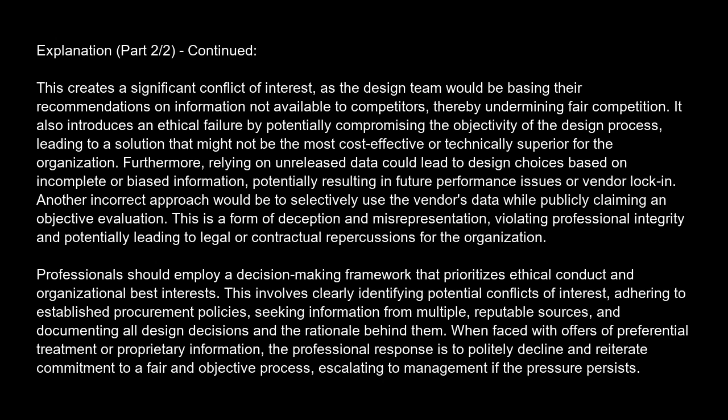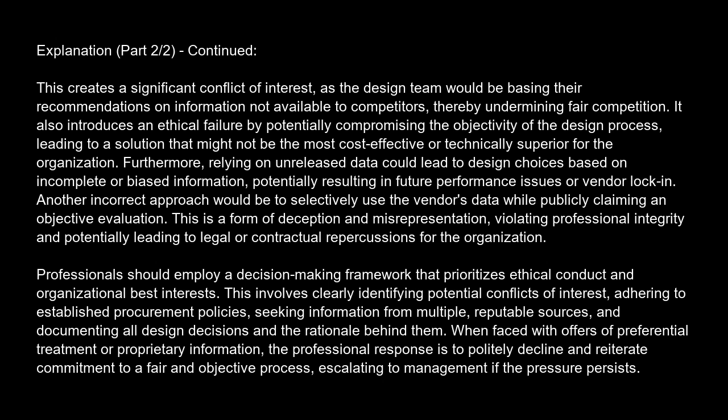Another incorrect approach would be to selectively use the vendor's data while publicly claiming an objective evaluation. This is a form of deception and misrepresentation, violating professional integrity and potentially leading to legal or contractual repercussions for the organization. Professionals should employ a decision-making framework that prioritizes ethical conduct and organizational best interests.